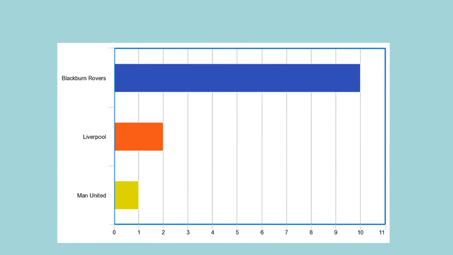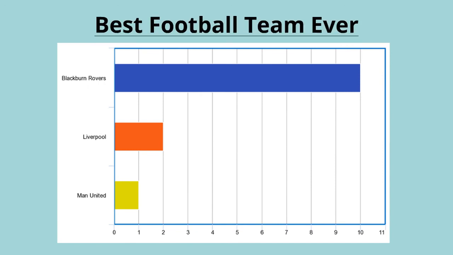Well, this final bar chart tells no lies. The title was Best Football Team Ever, and you can see that the people who voted in this are absolutely correct in saying that Blackburn Rovers are the best football team ever. Okay, you're all warmed up and ready to go. Let's jump into the lesson.